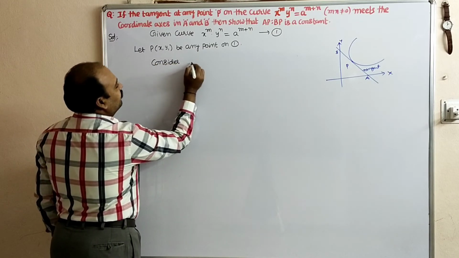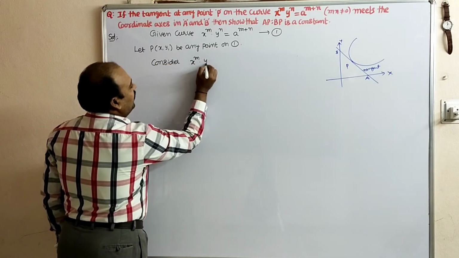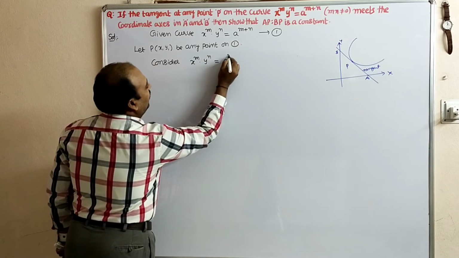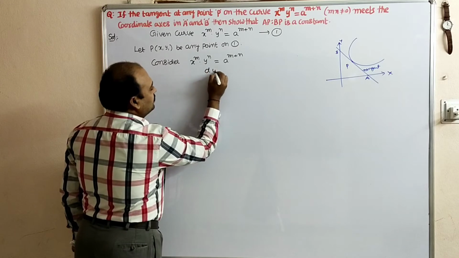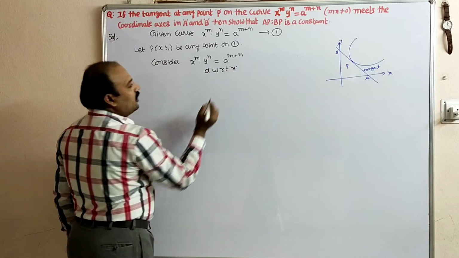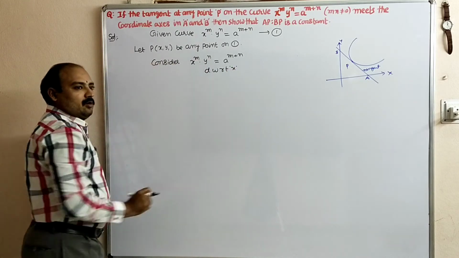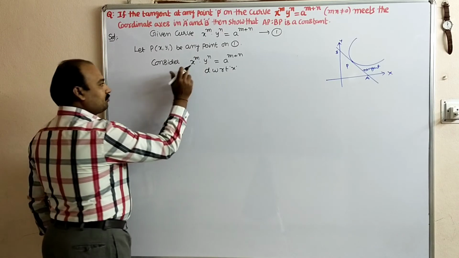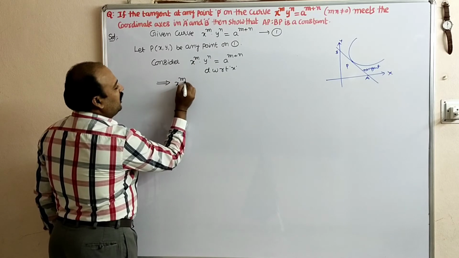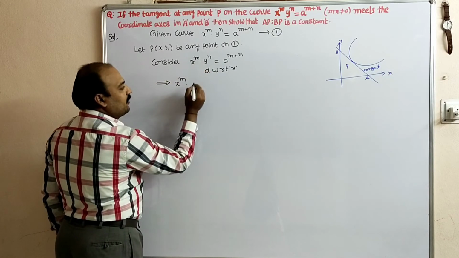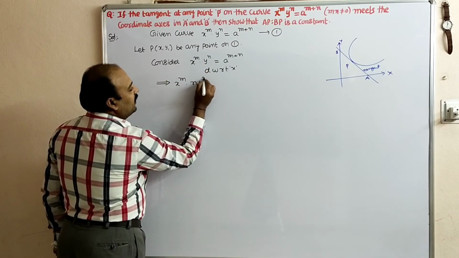Consider x power m into y power n equal to a power m plus n. Now differentiate with respect to x. Here we are going to apply the UV formula. U into, that means x power m into d by dx of v, d by dx of y power n, n into y power n minus 1.